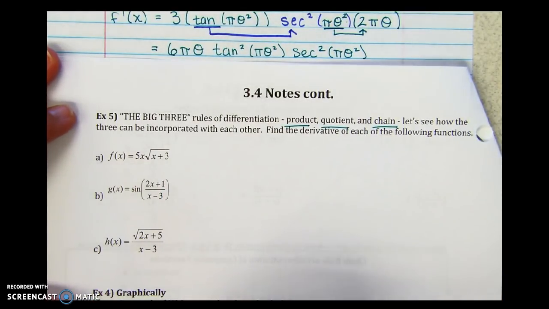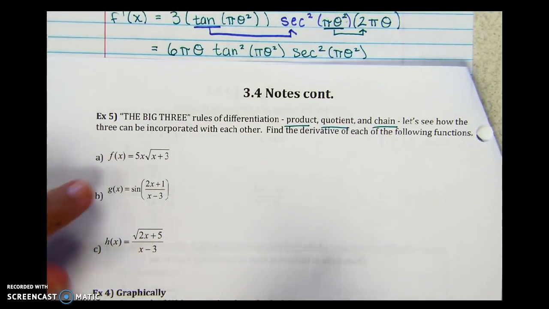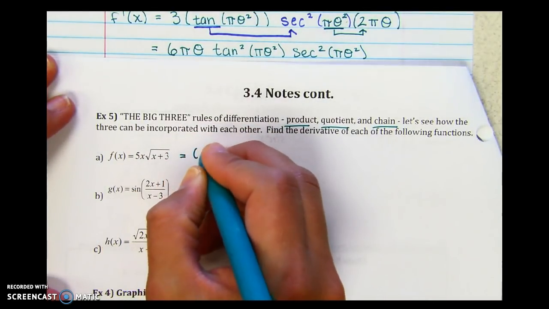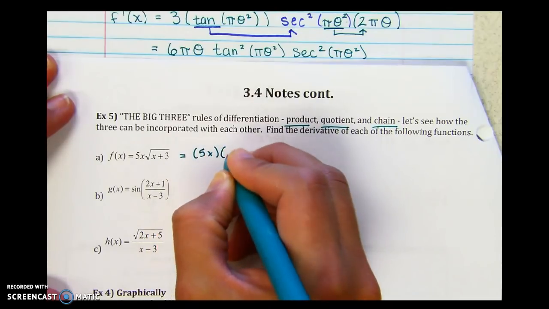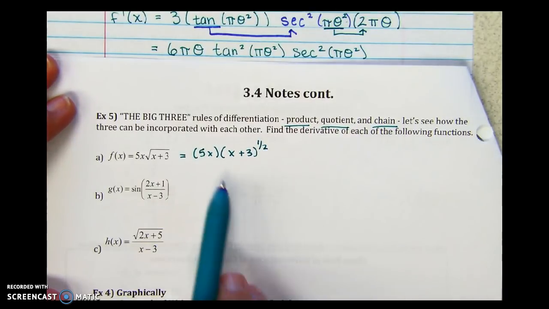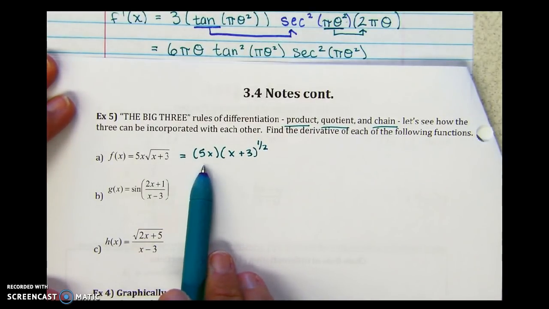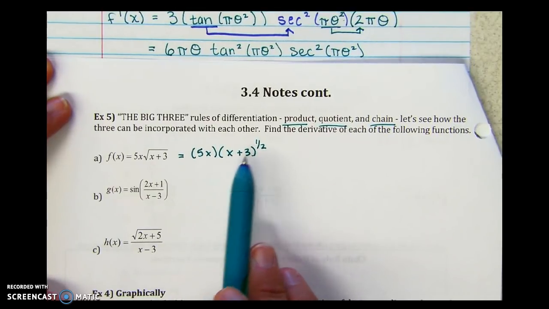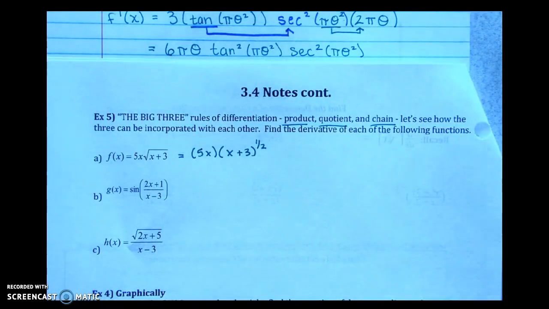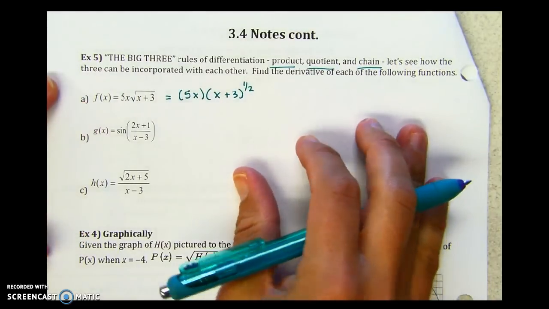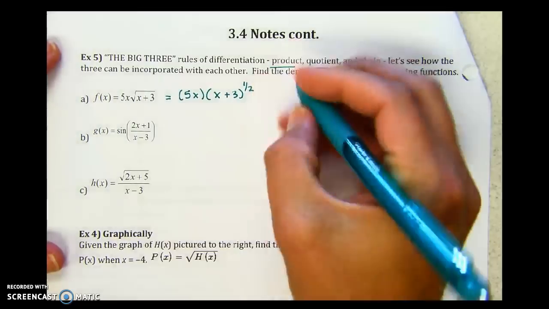Find the derivative of each. So now we're going to use both of them at the same time. You see on the first example here, we have 5x times x plus 3 to the 1/2 power. So we're going to use the product rule here, but when we take the derivative of the second, x plus 3 to the 1/2, we're going to have to use the chain rule. Hold on. If I show my work for this one on this paper, then I might go to lined paper to show my work for these. Okay, here we go.